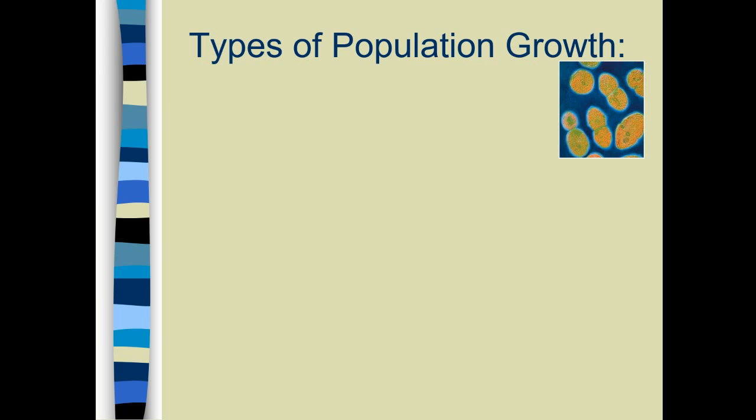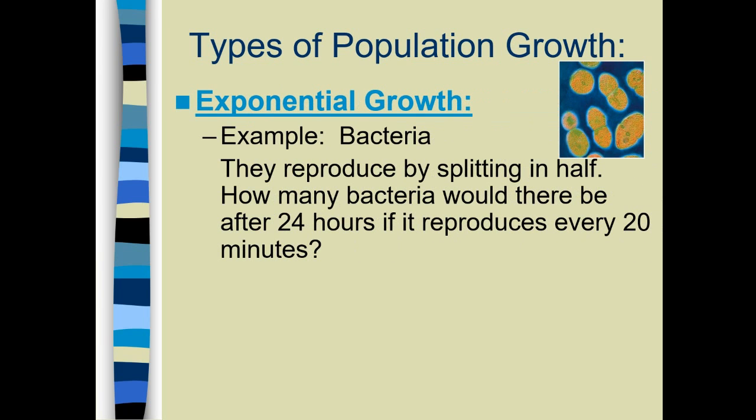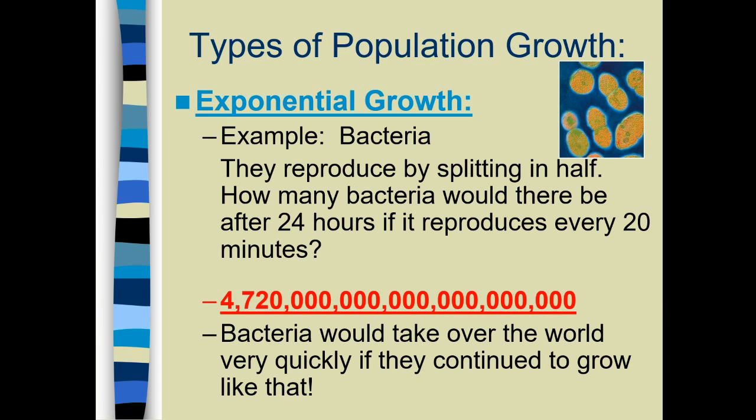A good, easy way to think about this is bacteria. Let's say we've got some bacteria, and one bacterium splits in half, making two bacteria. If we started with one bacterium, after 20 minutes we'd have two, after 20 more minutes we'd have four, and after 20 more minutes we'd have eight. If it did this for 24 hours, how many bacteria would we have? I think this is something like 4 sextillion, 720 quintillion. I'm not even sure that's the right number, but that's a crazy amount of bacteria.